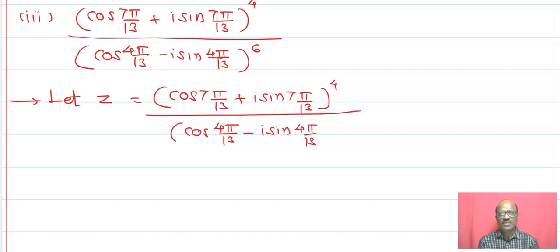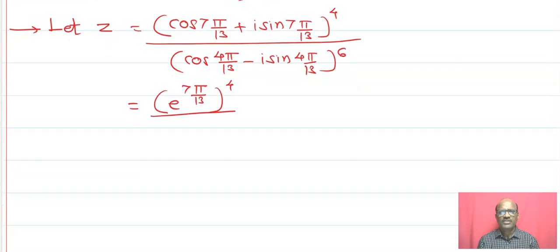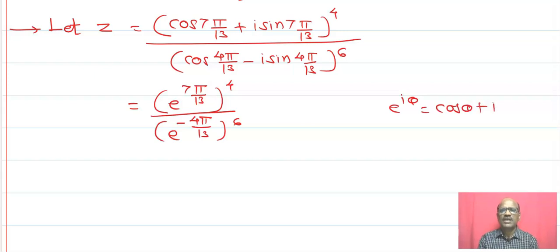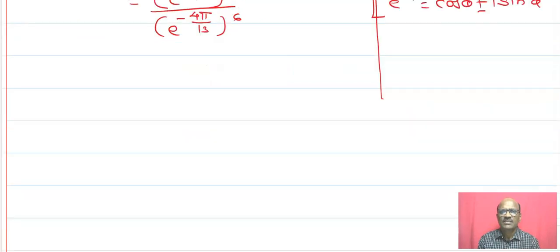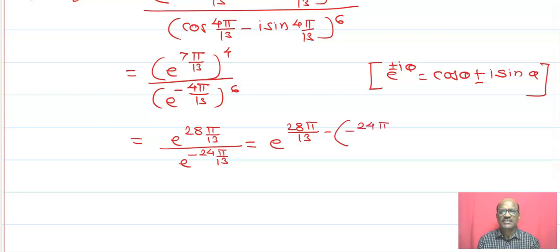Now see this, it is in this manner: (e raised to i7π/13) raised to 4 upon (e raised to minus i4π/13) raised to 6. Therefore e raised to iθ is equal to cos θ + i sin θ. Therefore e raised to 28π/13 upon e raised to minus 24π/13, and that is equal to e raised to 28π/13. Minus and minus become plus by using the law of indices.